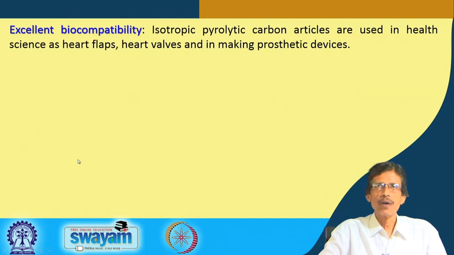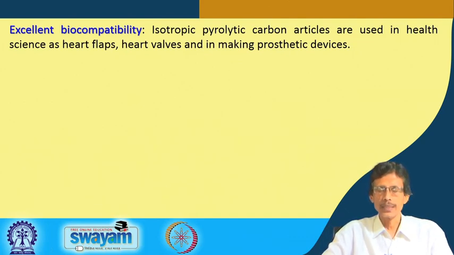So, there is a further application of this material, because carbon is a very innocent material, it will not harm anything anywhere. So, biologically it is compatible, that means it can have excellent biocompatibility. Then one variety, that means the isotropic variety of your pyrolytic carbon articles or carbon material, can be used in health sciences for making some useful material based on the carbon. So, carbon is the material which can be used for your heart flaps or heart valves.